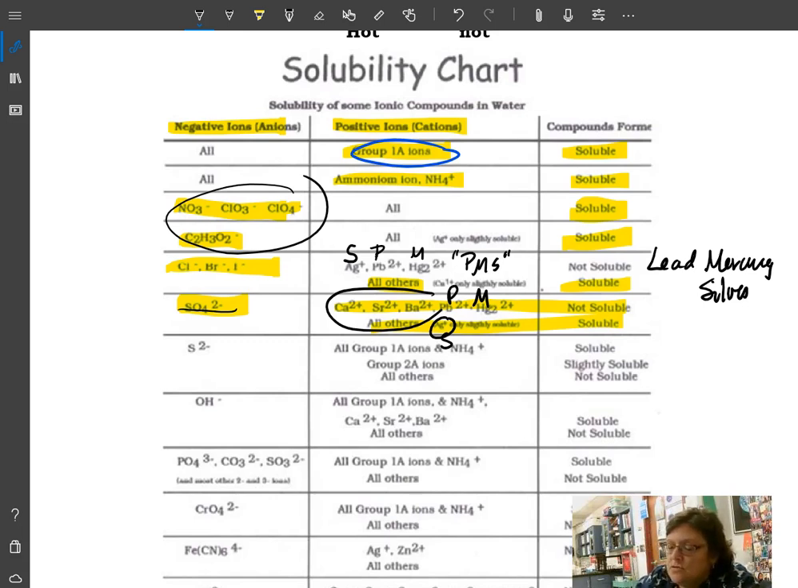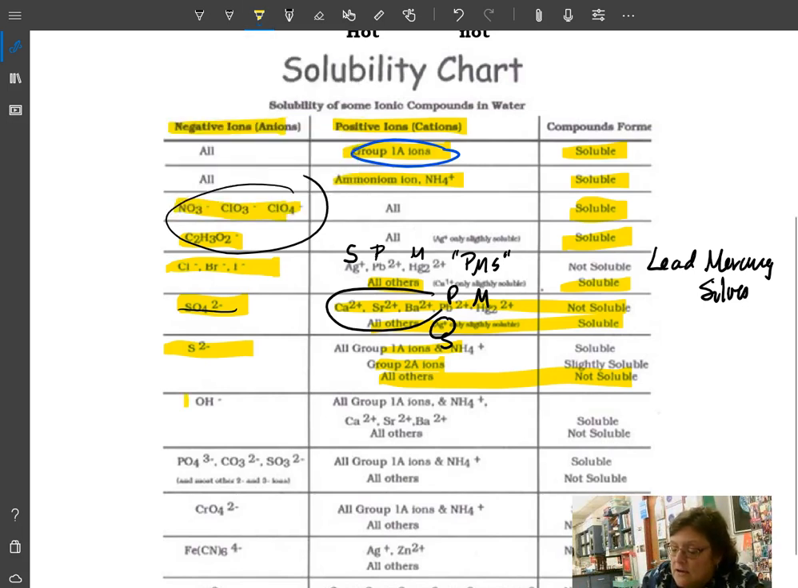Now, the next row, sulfides, almost always insoluble. Obviously, group 1A and ammonium, they'll dissolve. Group 2A are slightly soluble, but most of the time, if you see a sulfide, it's not going to dissolve. It's going to precipitate. Sodium sulfide will dissolve. Calcium sulfide will mostly dissolve, but it's slightly soluble, so you'll have some precipitate. Iron sulfide is not going to dissolve. You're going to see a precipitate.